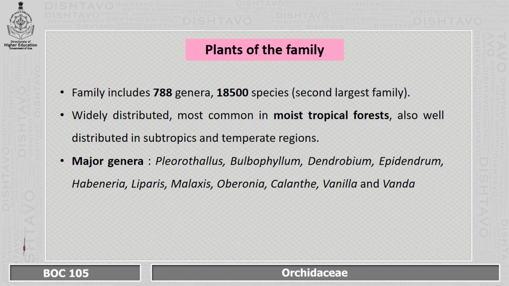Plants of the family: this family includes 788 genera and 18,500 species, and it is the second largest family after Asteraceae. Widely distributed, most common in moist tropical forests, also well distributed in subtropics and temperate regions. The major genera include Pleurothallis, Bulbophyllum, Dendrobium, Epidendrum, Habenaria, Liparis, Malaxis, Oberonia, Calanthe, Vanilla and Vanda.